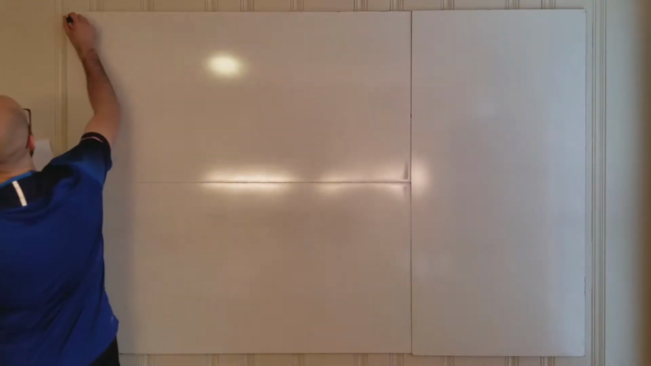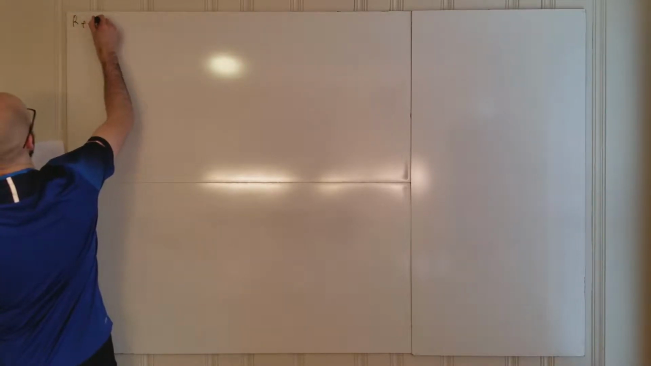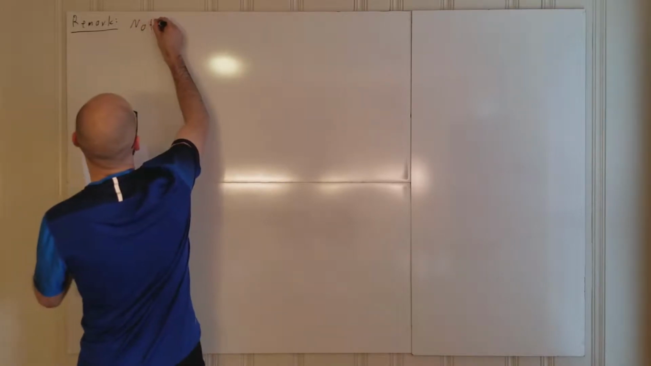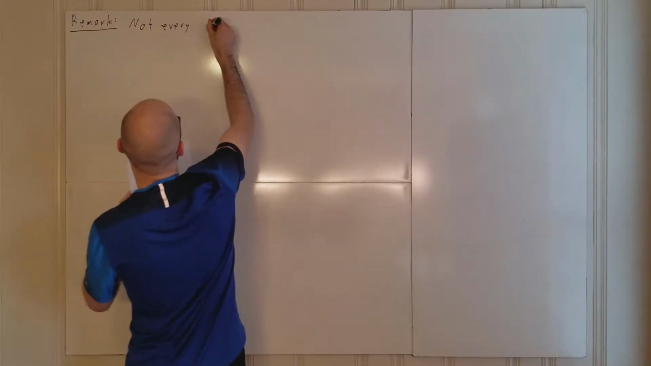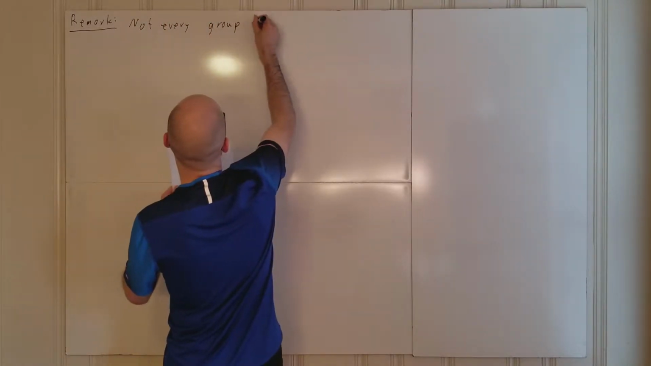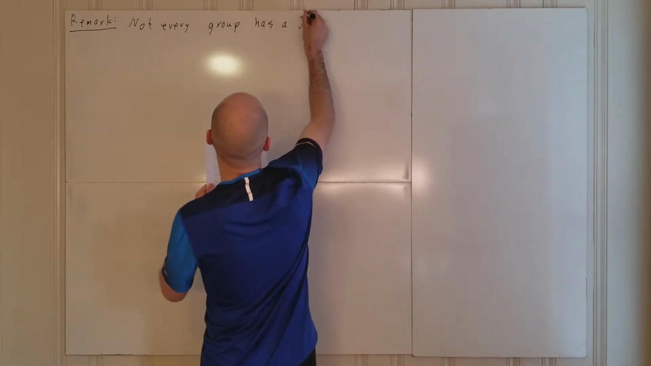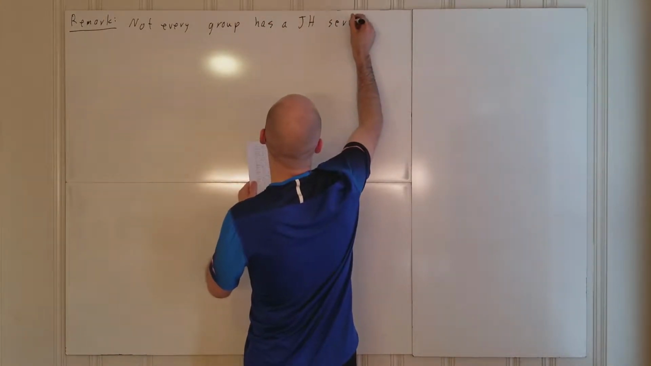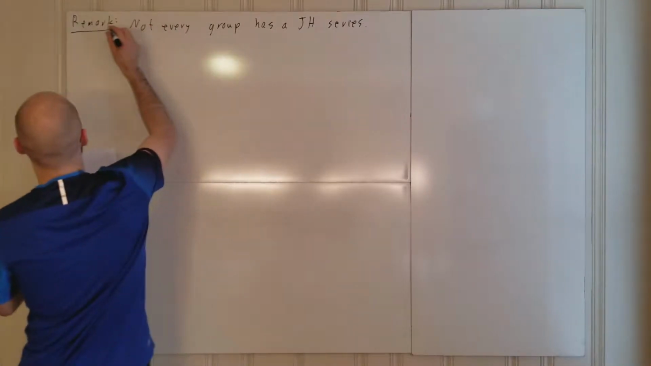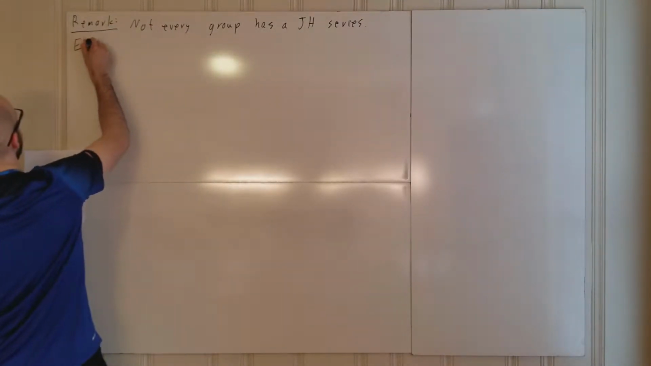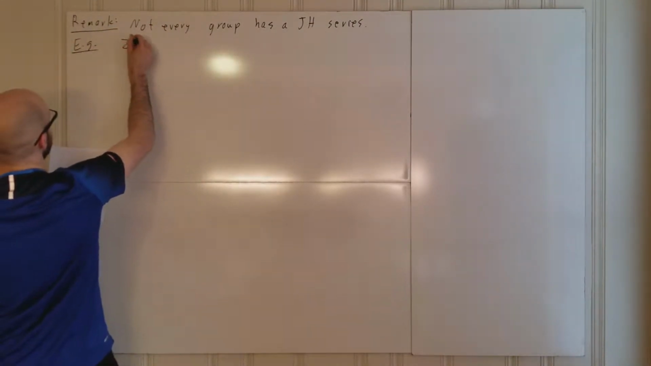Alright, so we're talking about Jordan-Holder series, and first of all, let's start off with a remark. Not every group has one. So let's take an example. Let's just take the integers.